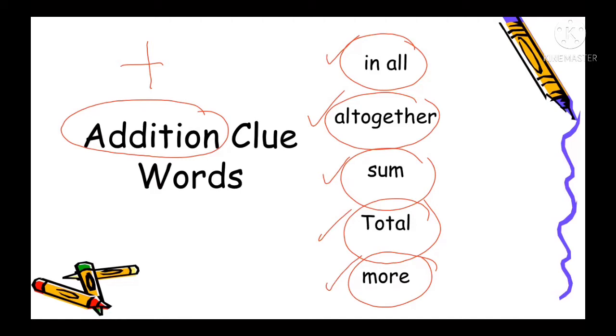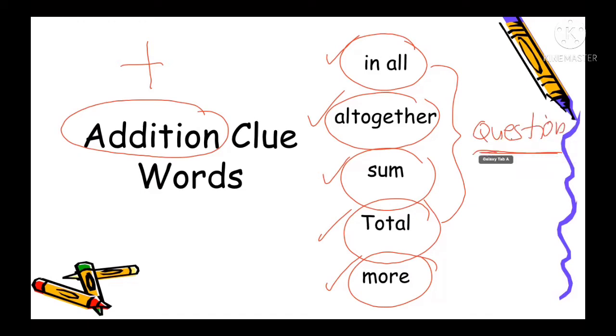Okay, I will give you more hint. These first four, in all, altogether, sum, and total, you can see these clues normally in the question itself.